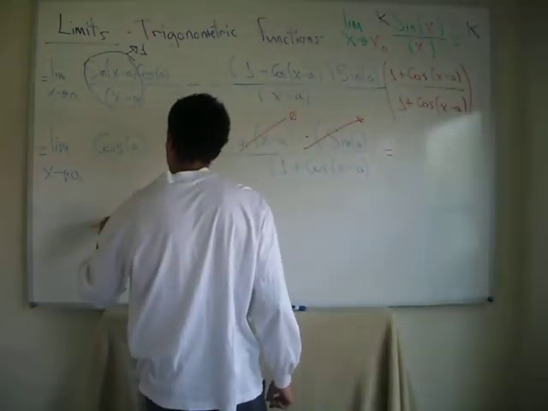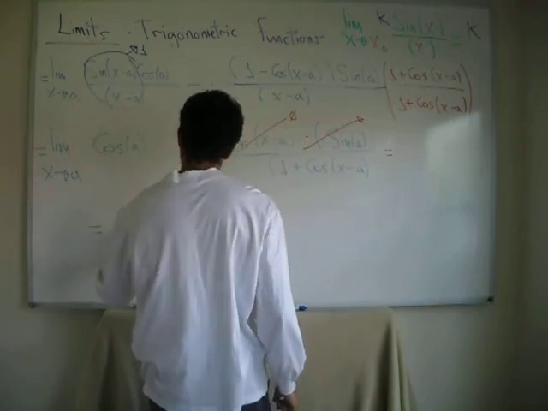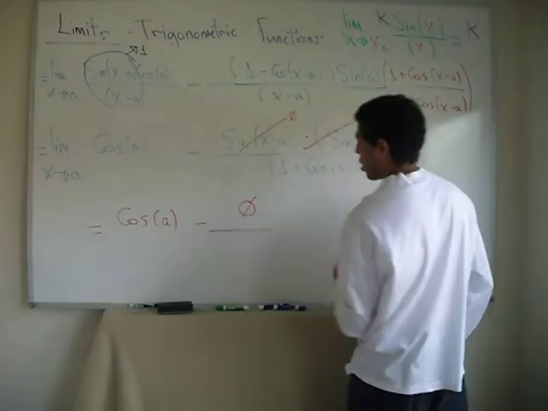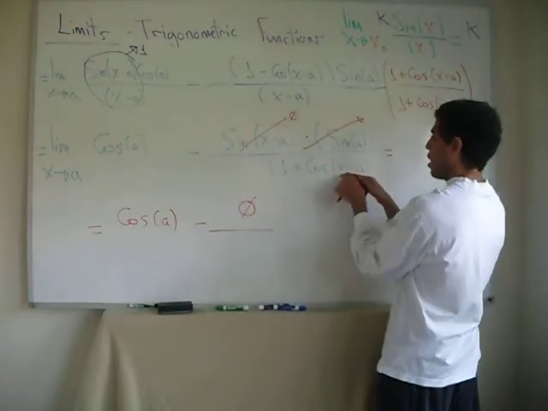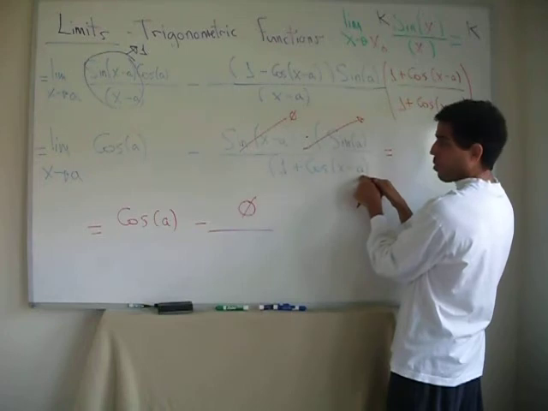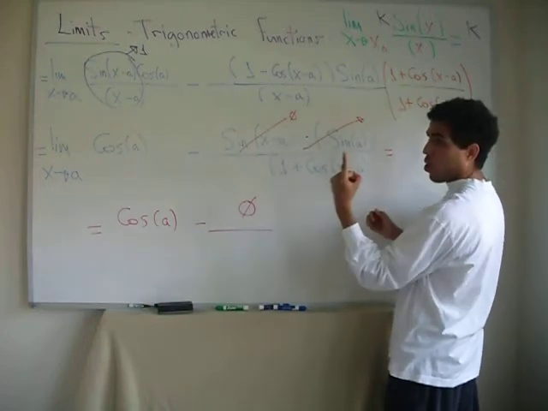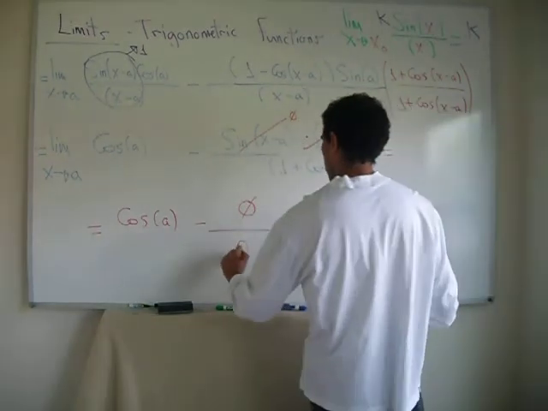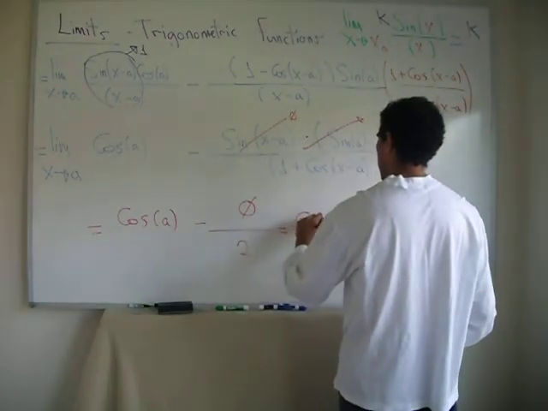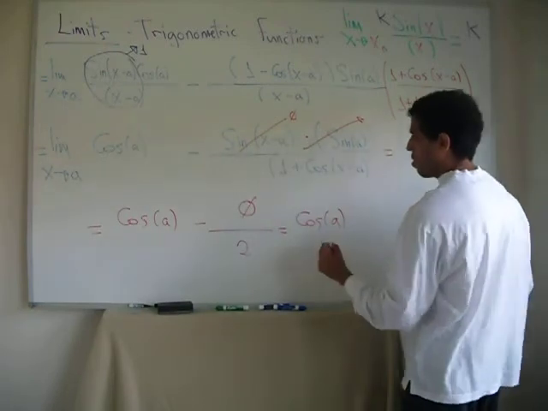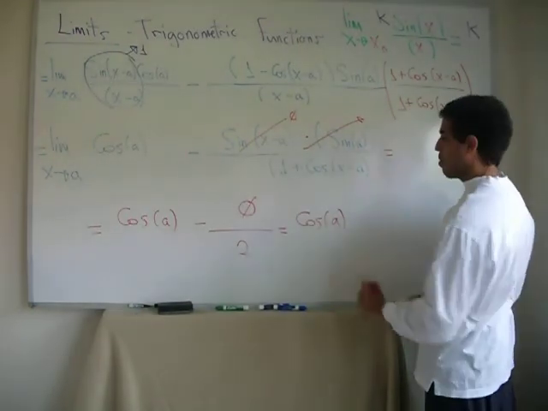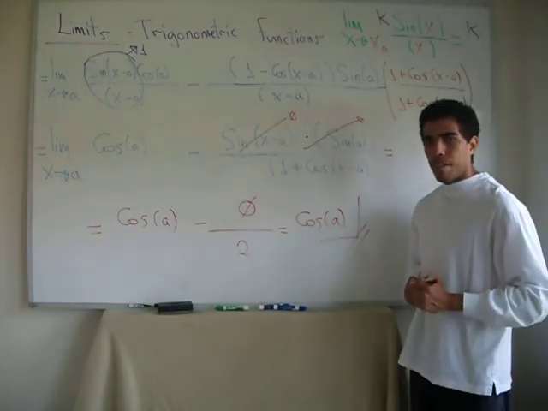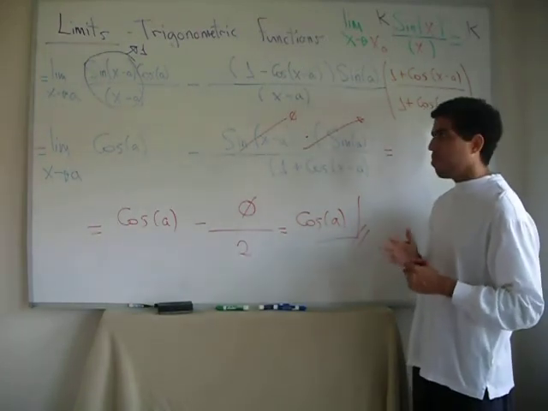Let's do it right here at the bottom. Cos of a minus 0 over, and at the bottom, when x tends to a, a minus a is 0. Cos of 0 is 1, and 1 plus 1 is 2. So, cos of a, 0 over 2, 0. So, this is the answer to the exercise. Cos of a. Pretty long, but still very worth it.